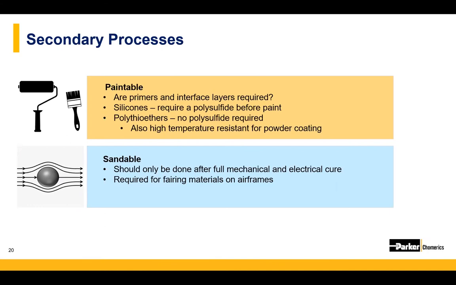Airframes are a perfect example where the materials would need to be sanded down because of aerodynamics. Also referred to as a fairing material. That material would require sanding before final paint to make that surface smooth and free of defects.